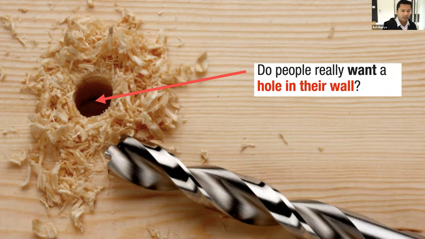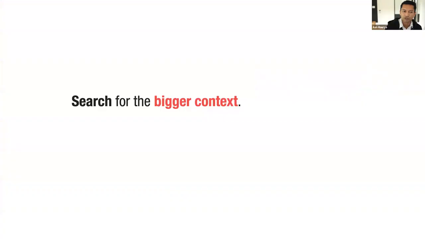So to me, this by itself, not enough. You have to search for the bigger context. And where this all ties in is that even on the lean canvas, if you look at the value proposition box, it's again very tempting to say, I solve this problem for this customer.